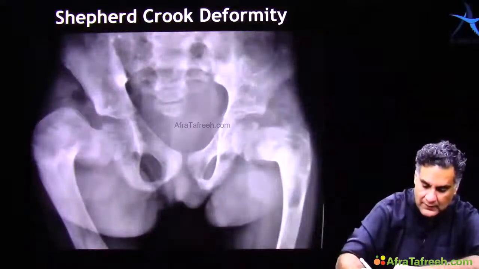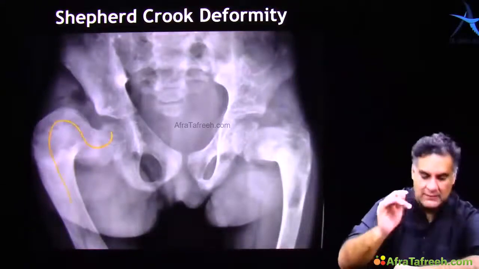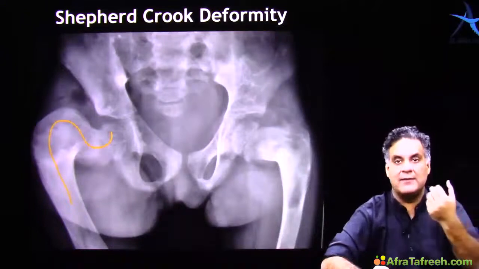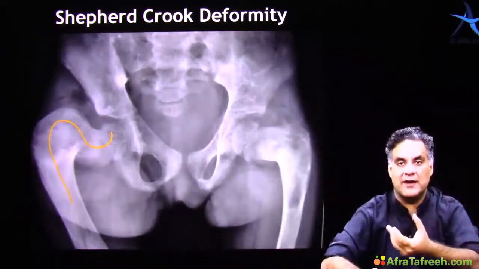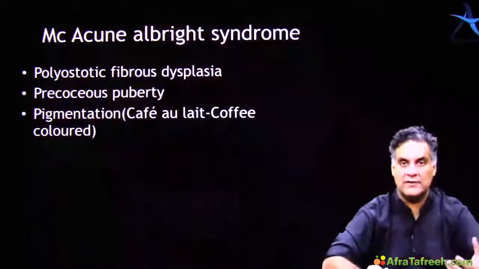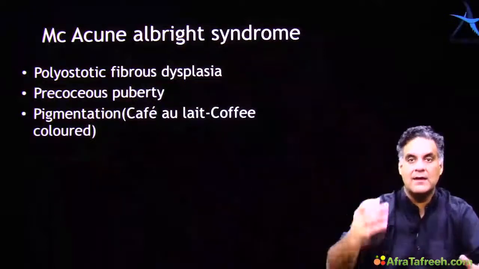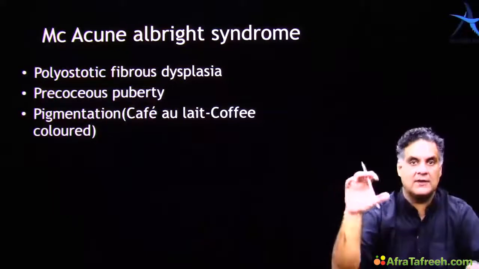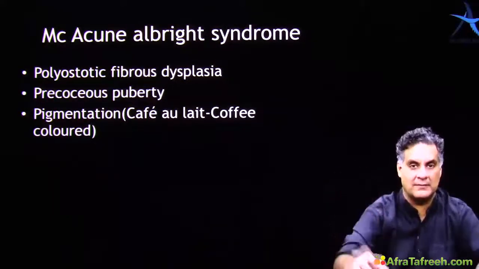In the upper end femur, you can see the change of the shape like a stick of a shepherd, called a shepherd hook deformity, which is seen in fibrous replacement of the bone called fibrous dysplasia. And there's a syndrome with it called McCune-Albright syndrome, which has polyostotic fibrous dysplasia, precocious puberty, and coffee-colored spots, the coffee-colored spot called pigmentation.